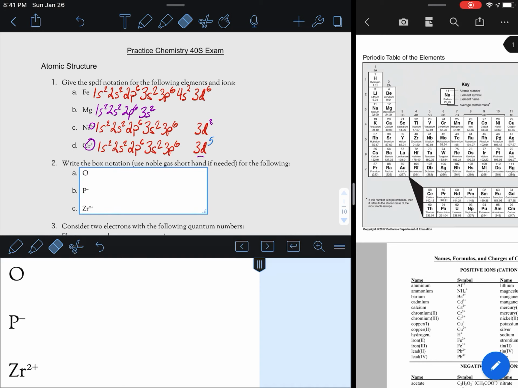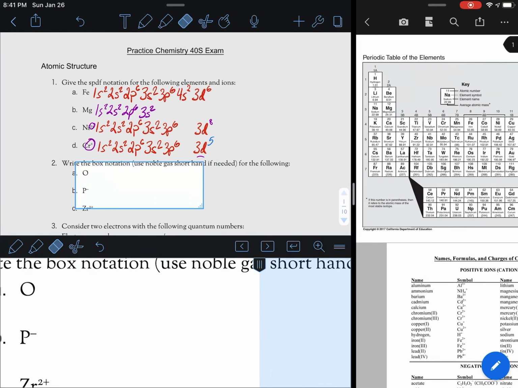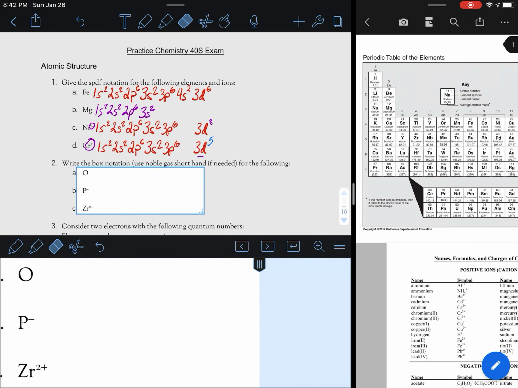Okay. So the next section is the box notation. This is where we're going to draw boxes for each of the orbitals. And I did say you can use noble gas shorthand if you like. That can save you quite a bit of time. But we'll write it all out.